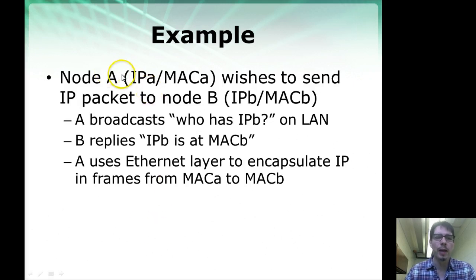So, for example, node A with this IP address and this MAC address wishes to send an IP packet to node B. So A will broadcast an ARP message of the type "who has IPB?" on a LAN. All the nodes in the LAN will listen to that message, but only B will reply, saying, "Oh, I have IPB, and this is my address." So A will now start using the Ethernet address that it received from B to encapsulate IP messages and send them at the link layer from MAC address A to MAC address B.